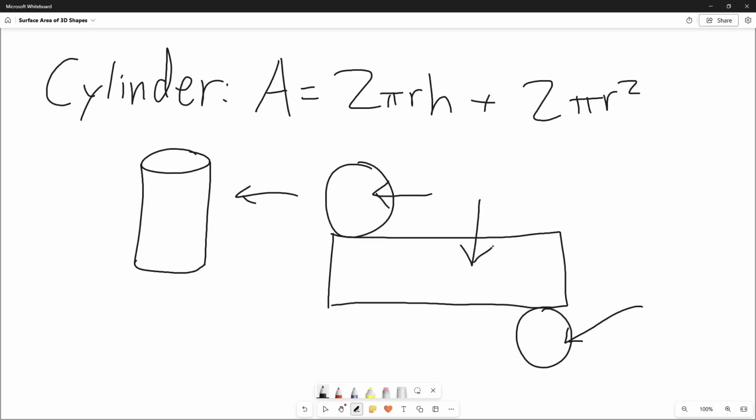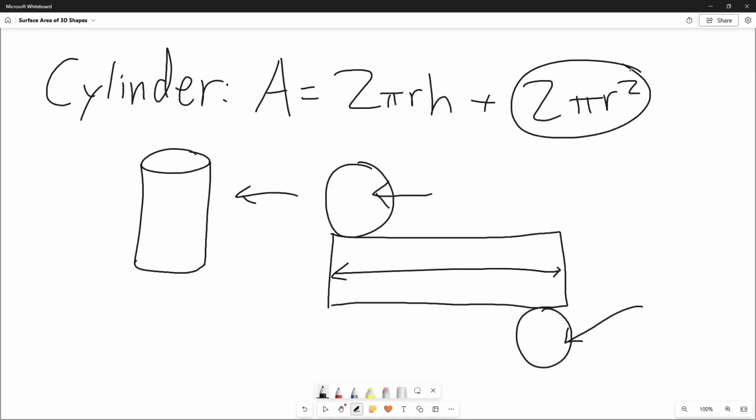And then you have the rectangle, and the rectangle is kind of hard to figure out, but if you think about it, the rectangle goes all the way around the cylinder, and the length of the rectangle is equal to the circumference of the circle. So like this is the height, and this is the circumference of the circle, and the circumference of a circle is 2 pi r, and then you just multiply that by the height, which is h. So you have this for the rectangle and this for the two circles, and that's a pretty easy formula to figure out.